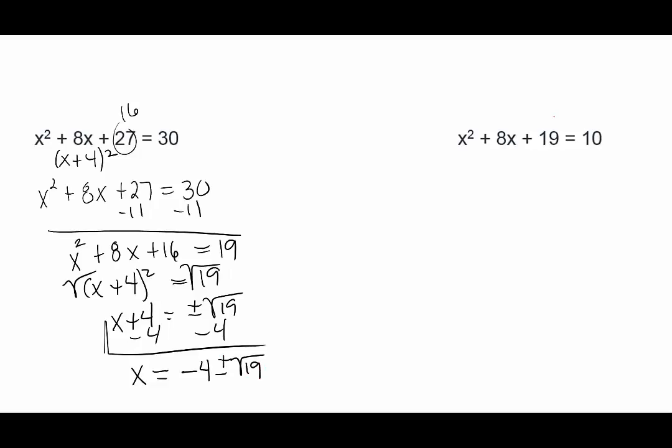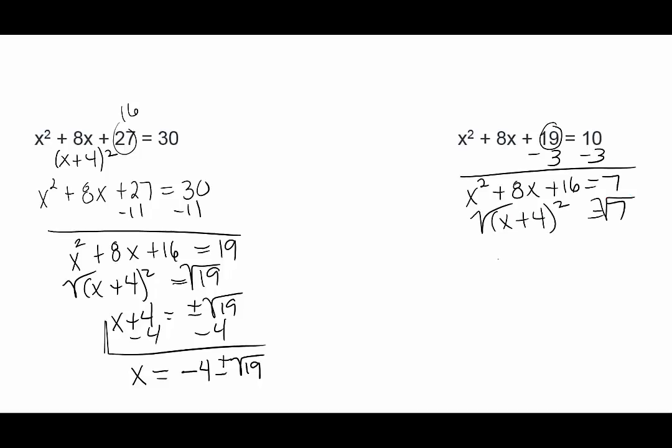Last one. I want this number right here to be 16. So I'm going to subtract 3 from both sides. Factor my perfect square trinomial. Take the square root of both sides. X plus 4 is equal to plus or minus square root 7. Subtract 4. X is equal to negative 4 plus or minus square root 7. So that's how we are using our knowledge of perfect square trinomials to solve these quadratics.